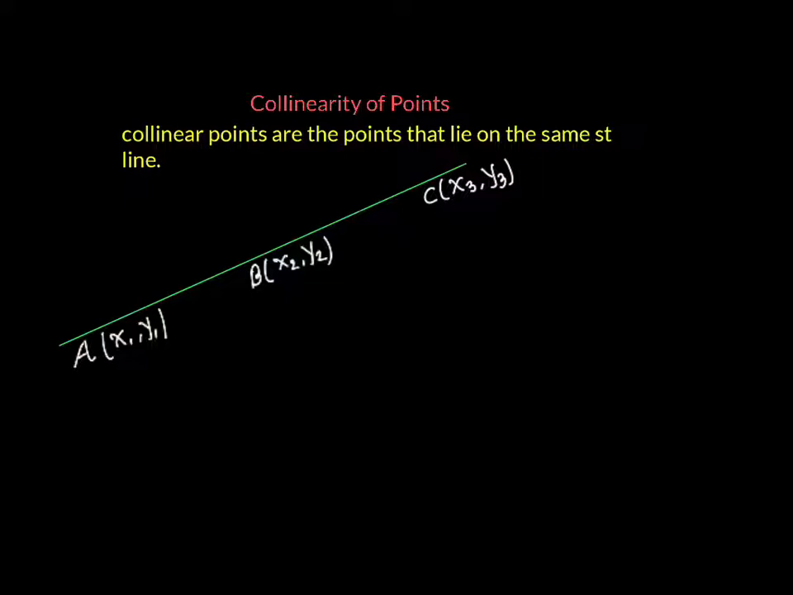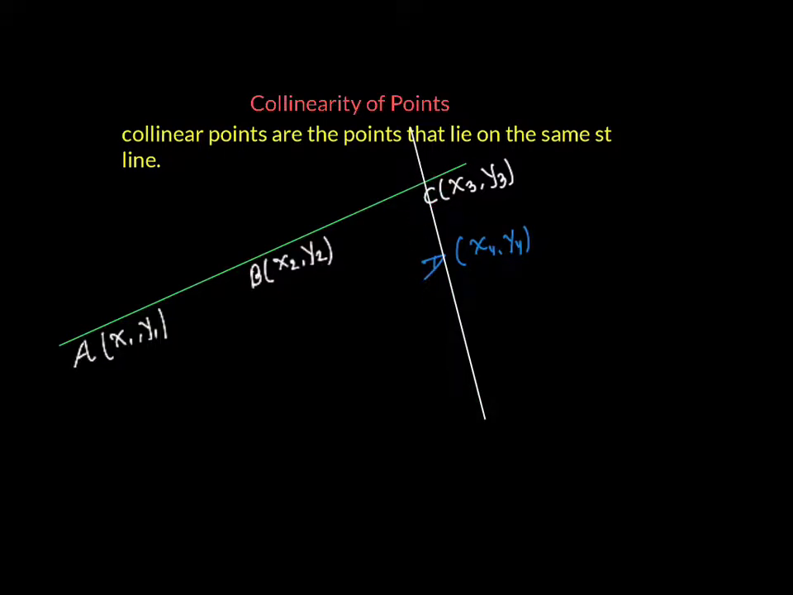Now if I take another point, let's say point D, which is (x4, y4). Now what I can see is that points A, B, C and D are not collinear, because A, B, C lie on one line segment and D lies on a different one. Suppose I join C and D. This line passes through point C and point D, and they lie on the same line. So I can say C and D are collinear points.